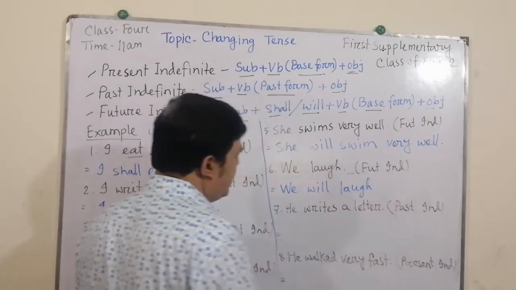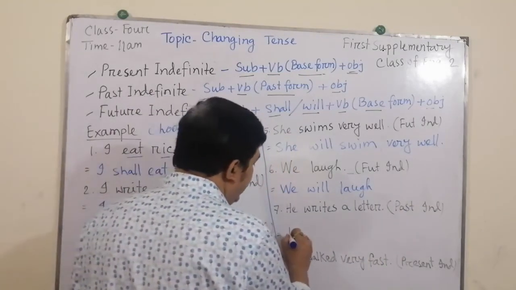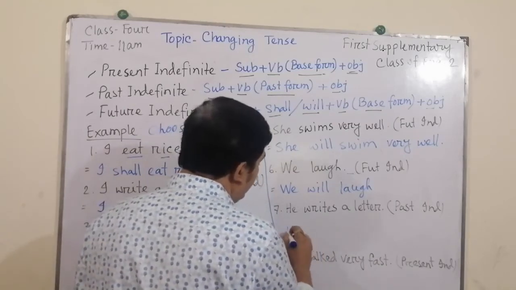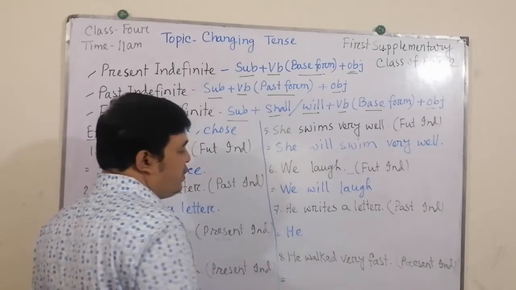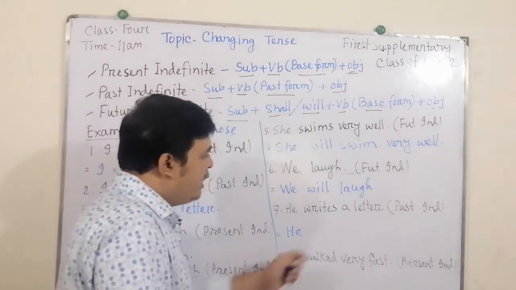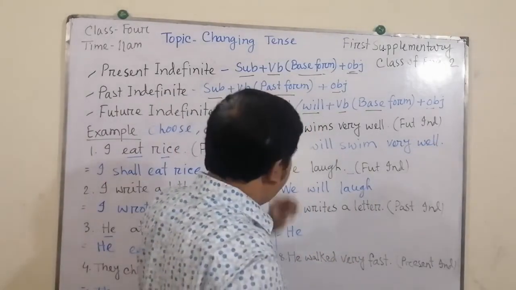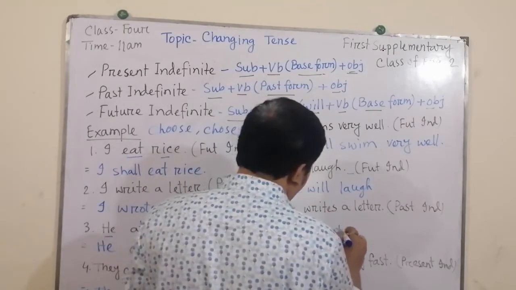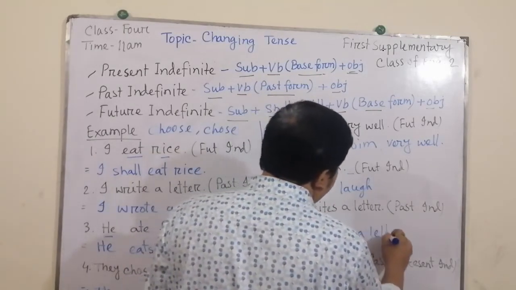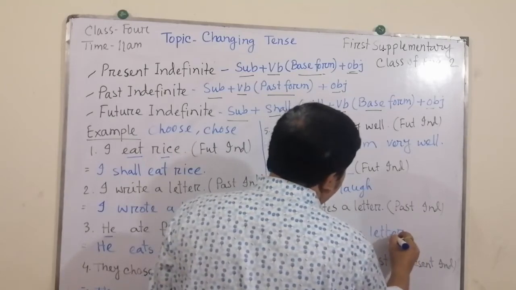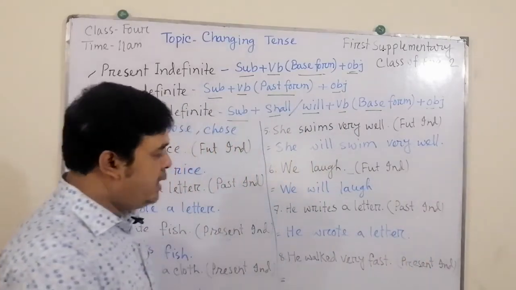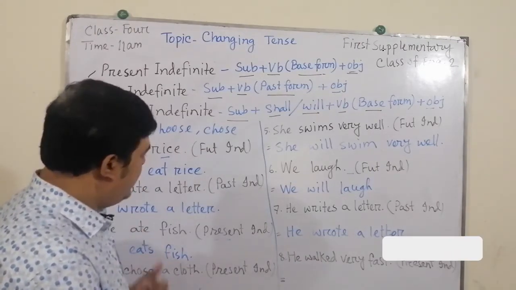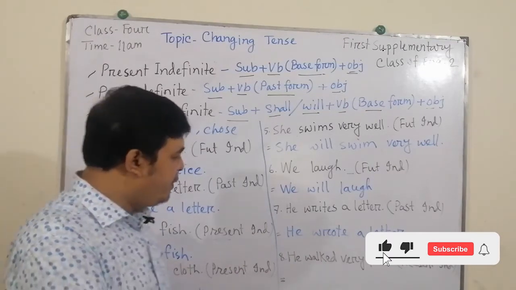Then number 7, he writes the letter. Past indefinite. So he, that is the subject, then what to do? We have to take the past form of writes. The past form of write is wrote, he wrote a letter. Okay, so that is the thing.